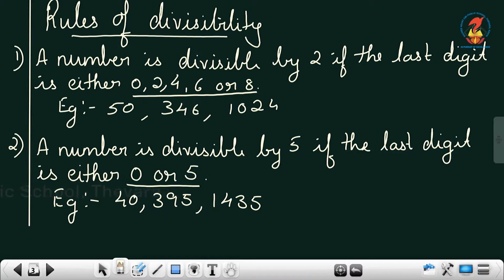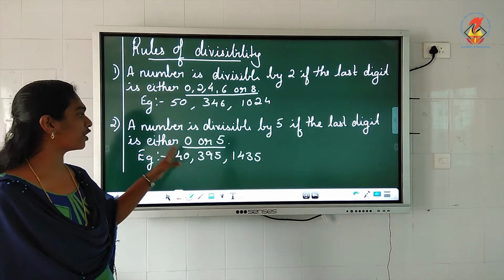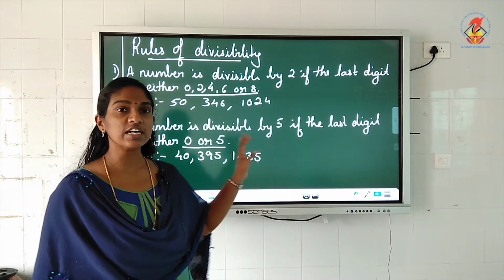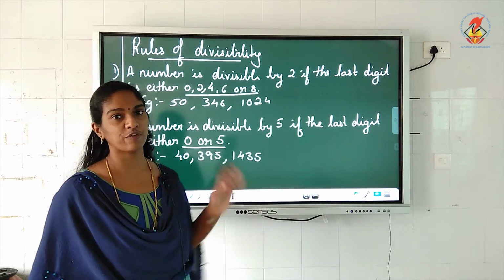395. Numbers ending with 5. So it is divisible by 5. 1435. This number is ending with 5. So it is divisible by 5. So how do you check a number is divisible by 5? If the last digit is either 0 or 5.